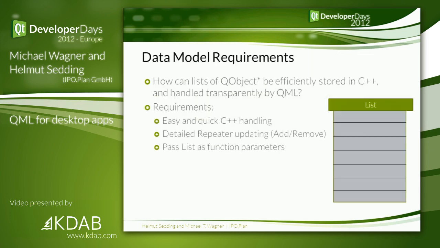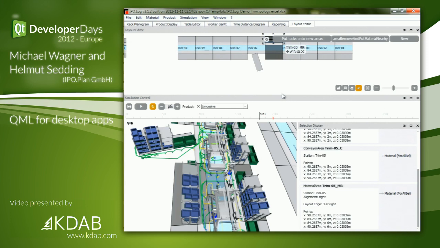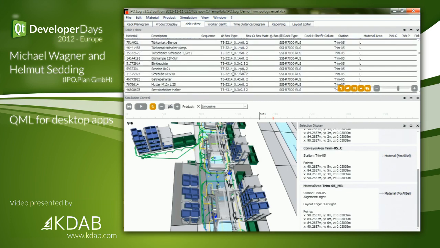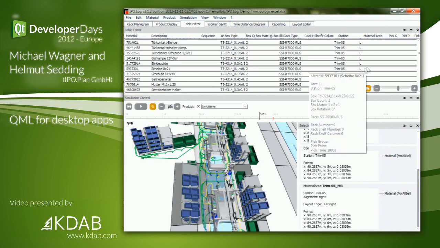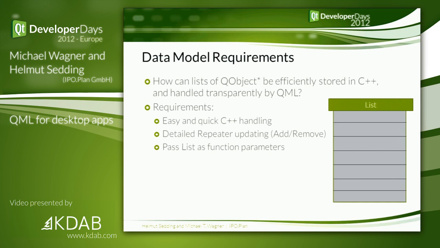Okay. Well, now to the next point. We have data models consisting not only of single objects, but loads of them. For example, here in the table editor, you see it. We have a list of many objects, and each of those objects has many values associated with it. How can we do that in QML efficiently, both in C++ and in QML? Because our data models are in C++, we have a big application, so nothing with HTTP or something. What possibilities are given to us by QML natively?